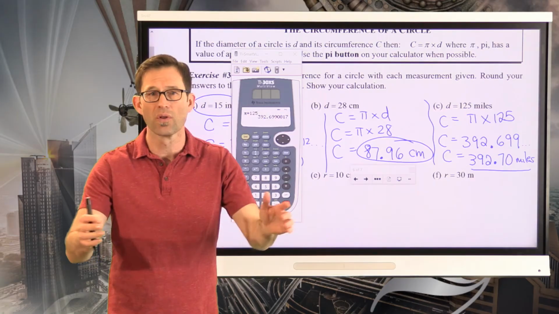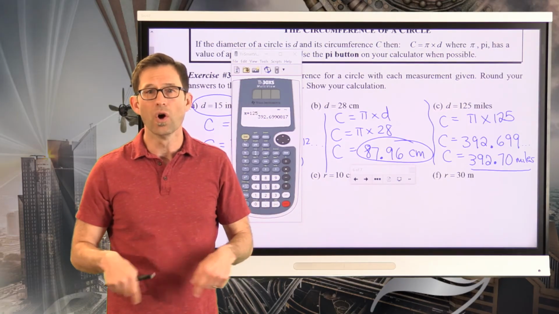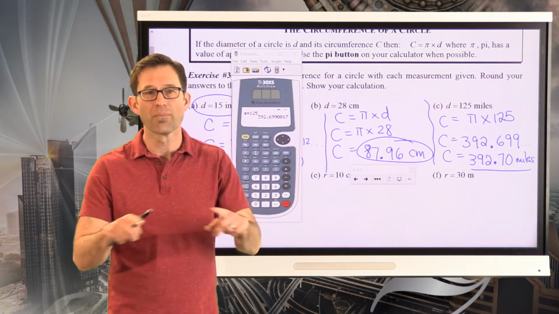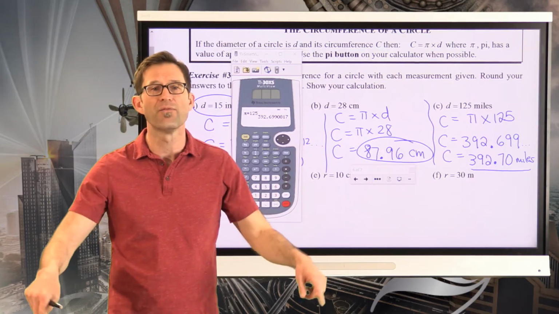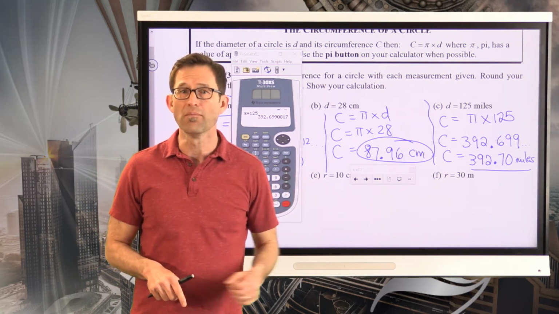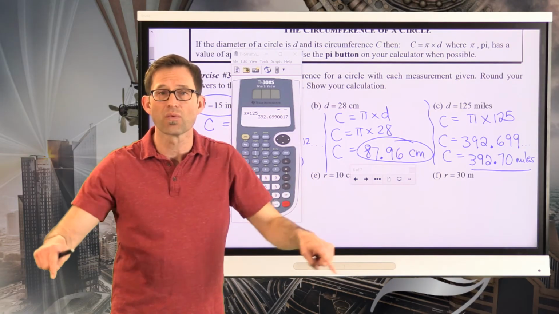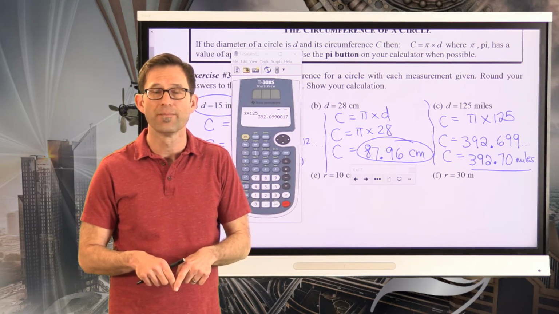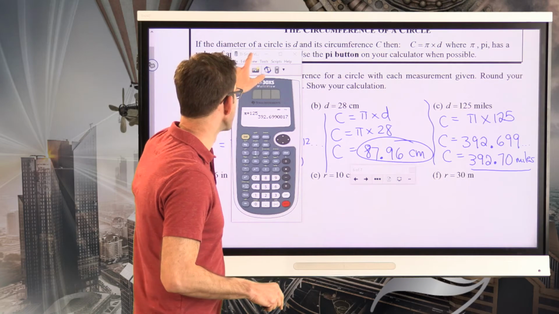That might seem kind of silly, but you could have very large circles, right? Maybe you've got a circle that is the dome of something, or maybe it's a giant circular field, or something like that. And it might be important to know the distance around that circular field.